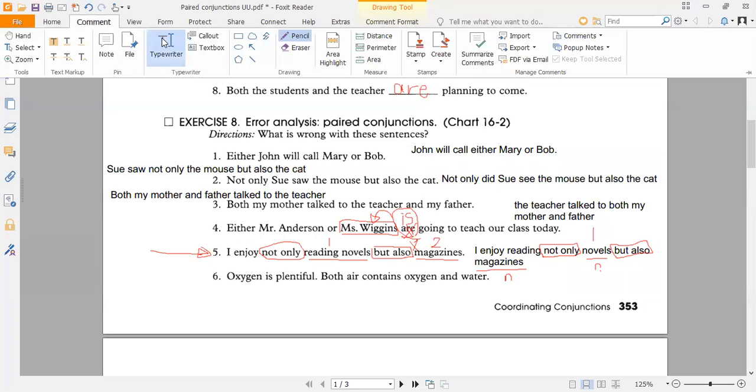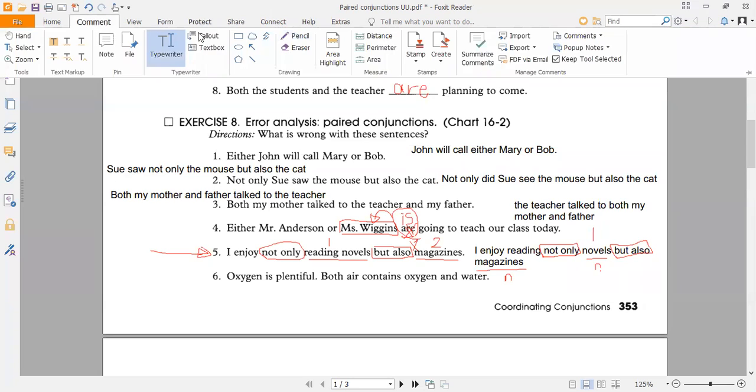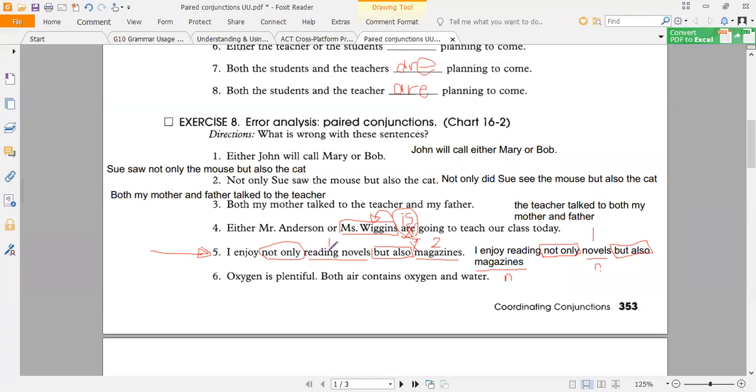Another way would be, like I said, I enjoy not only reading novels, but also reading. So we would add the word reading here. It's a gerund phrase, and it's reading, a gerund phrase. So it must be parallel.